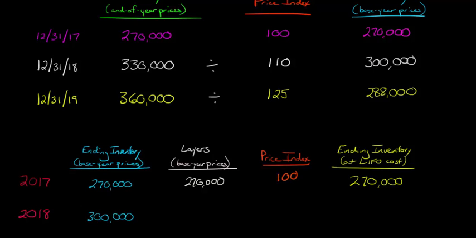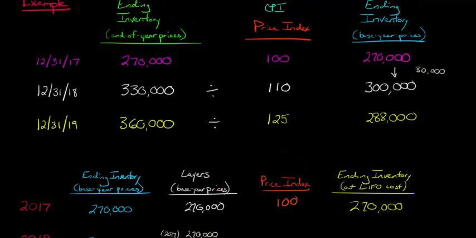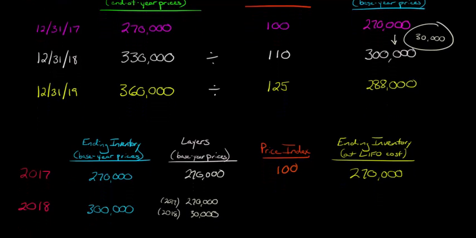Now we're going to look at the layers that we're going to have for 2018. And so we're going to have two layers. We're going to have 270,000, which is from 2017. That's right here. But then we also went up 30,000. We had an increase of $30,000. So we're going to have a layer for 2018 of $30,000. Okay, so it's really just that basic. We just said, hey, we had an increase in the ending inventory at base year prices. So when we have an increase in ending inventory at base year prices, like here, that's going to create a layer. So we have an additional layer here.